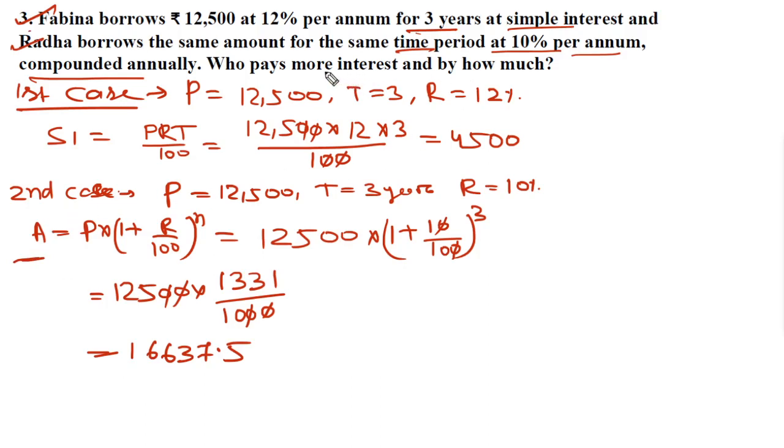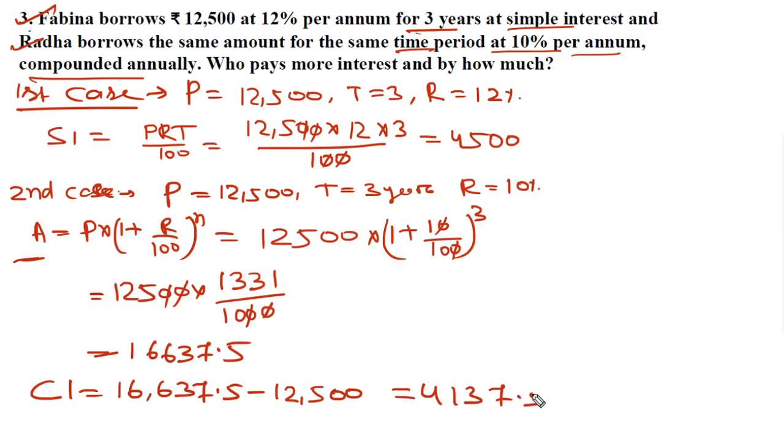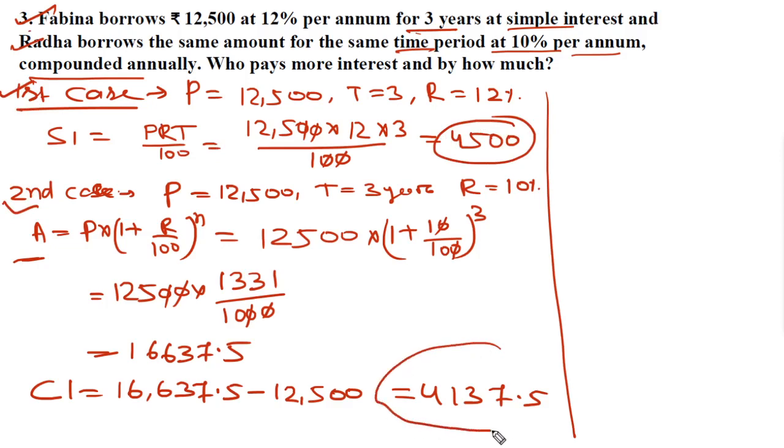But what do we need? Who is paying more? That means first we will find the compound interest. So CI, compound interest, is equal to A minus P. So 16,637.5 minus, here principal is 12,500. So it will be equal to 4137.5. Okay. Now we have found the interest paid by both Febina and Radha. So Febina has paid the interest 4,500 and Radha has paid the interest of 4,137 rupees 50 paisa.